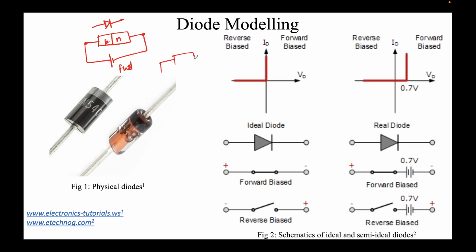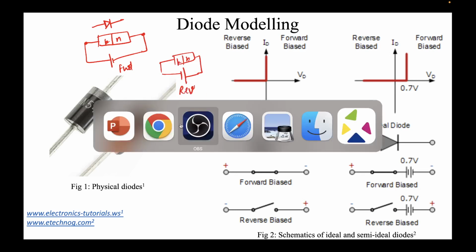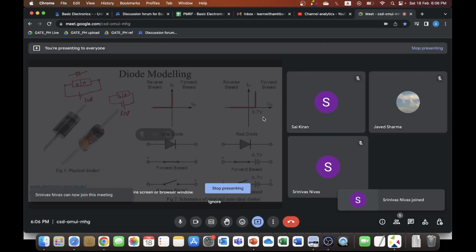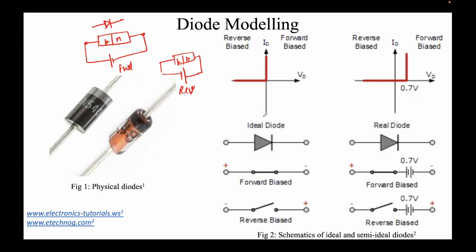On the other hand, if the p side is connected to a lower voltage compared to the n side, that is what we refer to as reverse bias. In the middle you can see the ideal diode, which means we are not concerned about any internal resistances and whatnot. We'll see why we are not doing it. So this becomes a simple switch in forward bias.